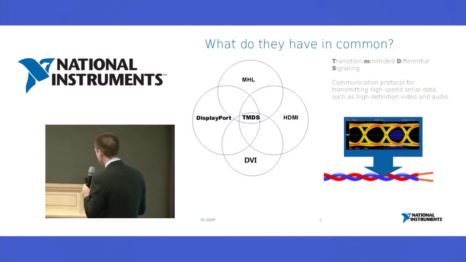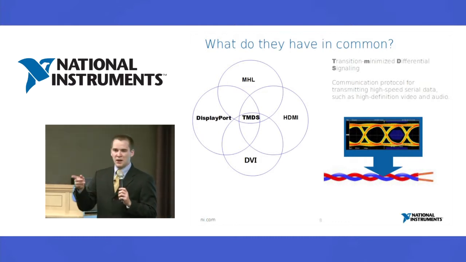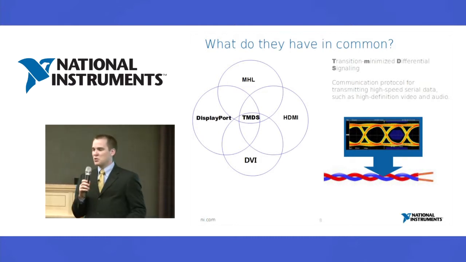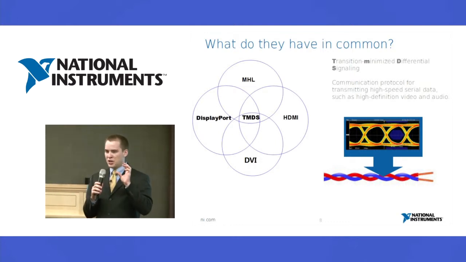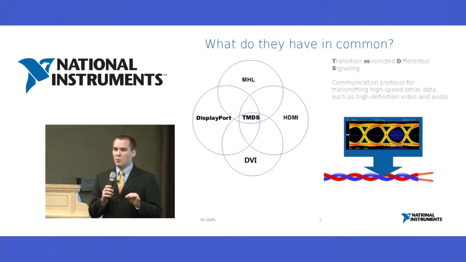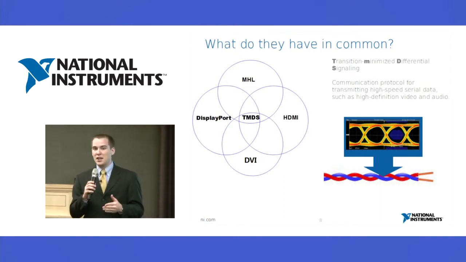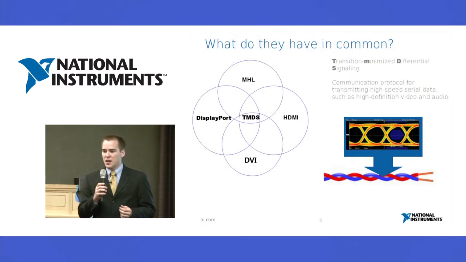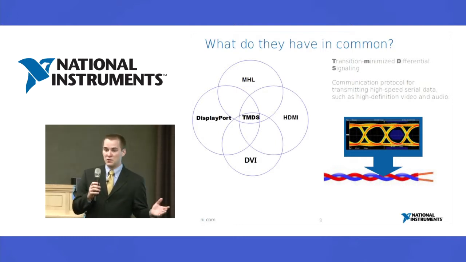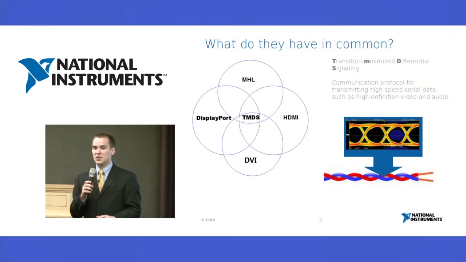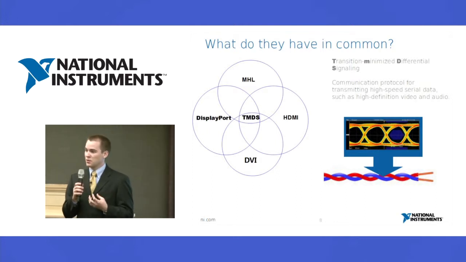Well, they all use TMDS, which are twisted pair differential signals. And what's great about this is since they all share TMDS, most of them are passively compatible with each other. So for instance, you can go from DVI to HDMI with a passive adapter, just changing the connectors, just switching the pins and changing the connectors. As opposed to, say for instance, going from VGA to DVI, one's analog, one's digital, you have to have an active adapter.